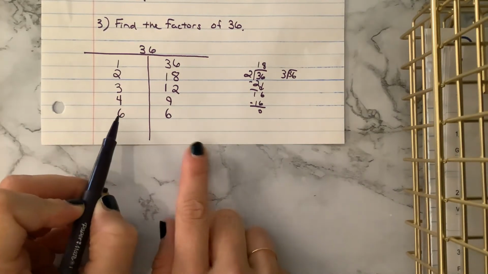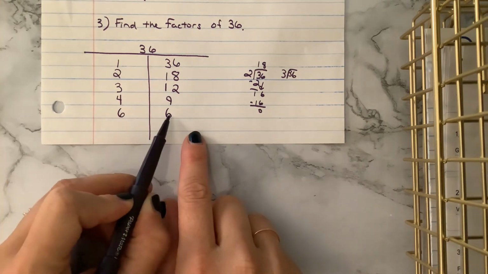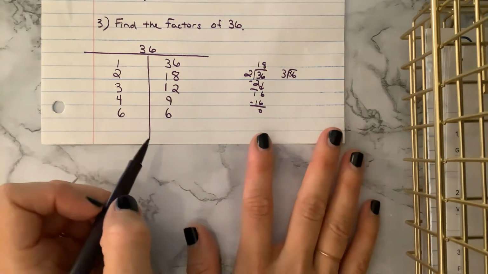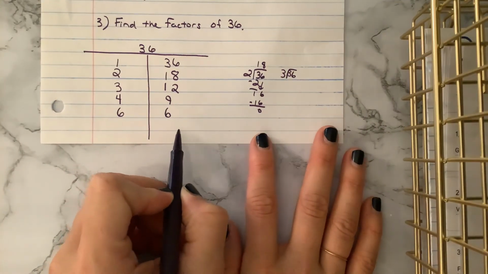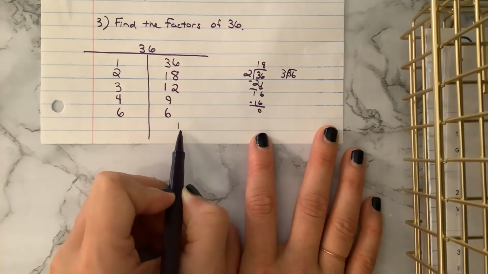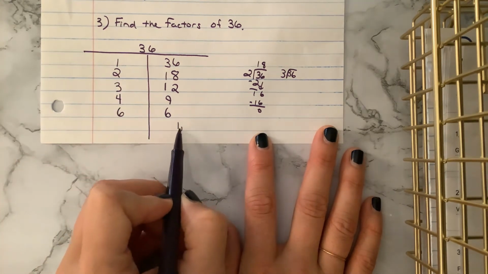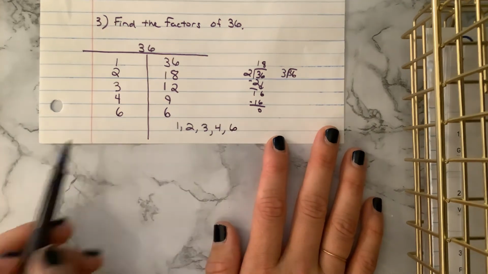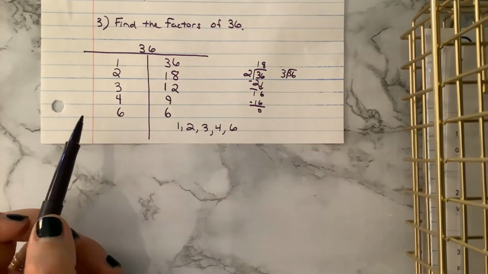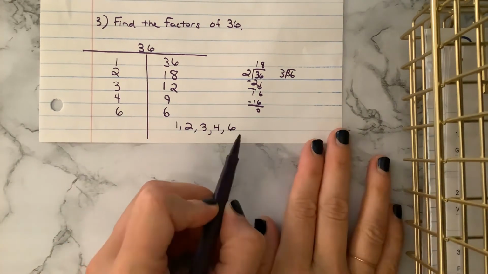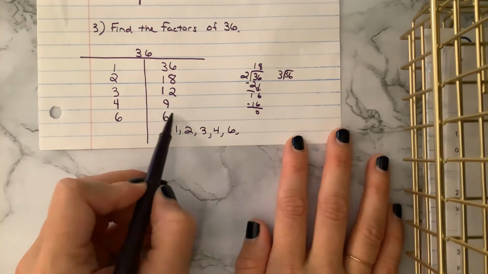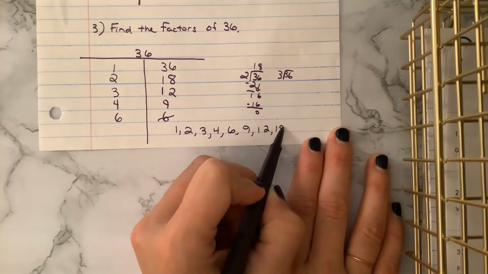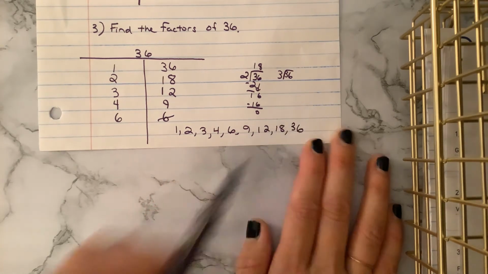So now we don't have to go any higher because as soon as you meet a number on this side, you can stop. So as we're listing these factors, which you'll be asked in homework to list sometimes, or on a test, you just put them in order: 1, 2, 3, 4, 6. 6 is listed twice because 6 times 6, but we don't want to list it twice here. So we skip this 6 and go straight on to 9, 12, 18, 36.